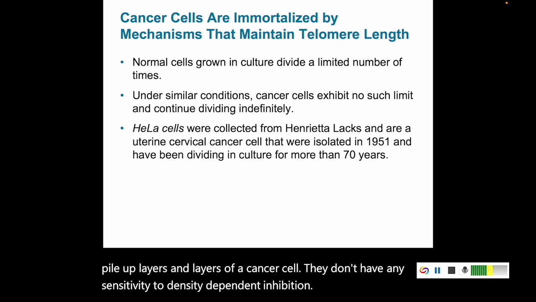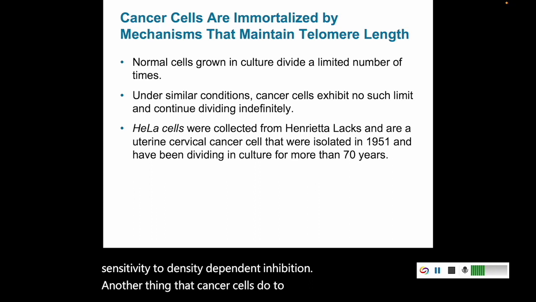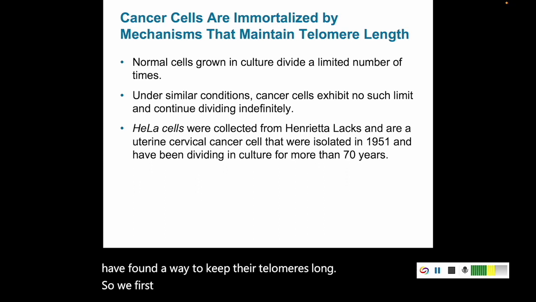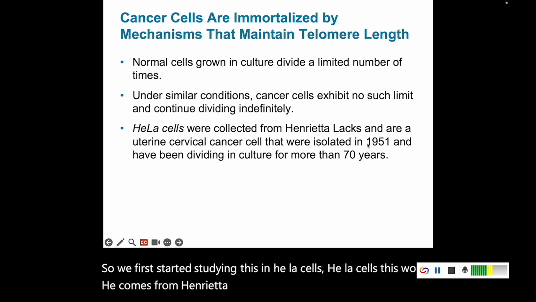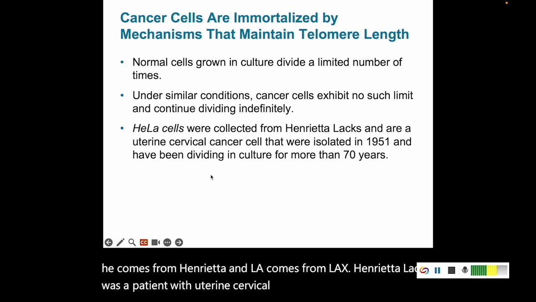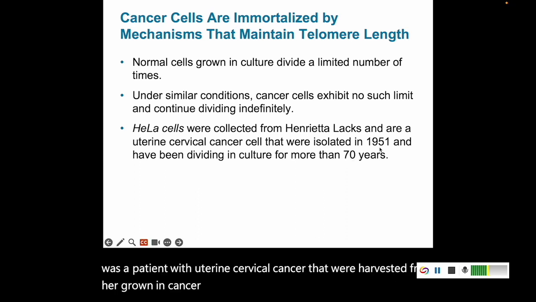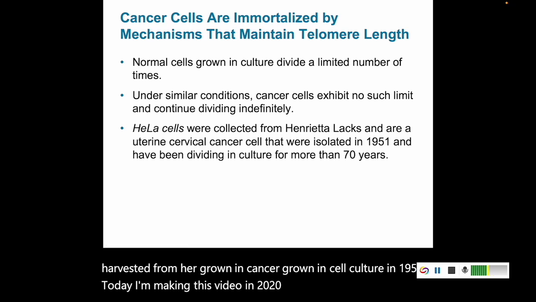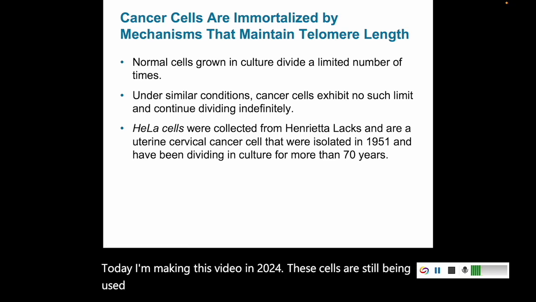Another thing that cancer cells do to keep them growing is they have found a way to keep their telomeres long. So we first started studying this in HeLa cells. This word HeLa comes from Henrietta and Lacks. Henrietta Lacks was a patient with uterine cervical cancer whose cells were harvested from her and grown in cell culture in 1951. Today I'm making this video in 2024. These cells are still being used in labs, growing well.